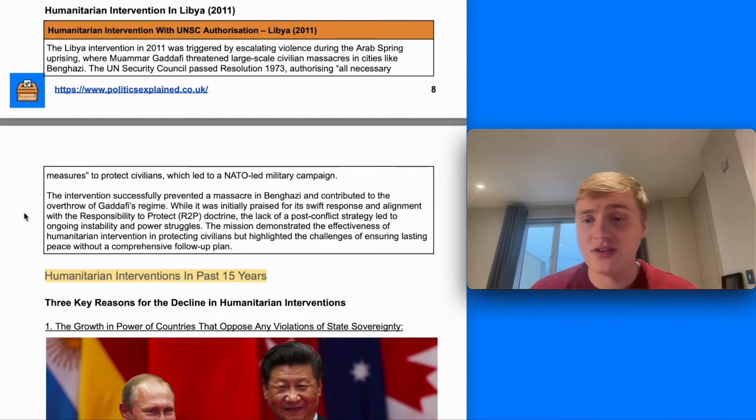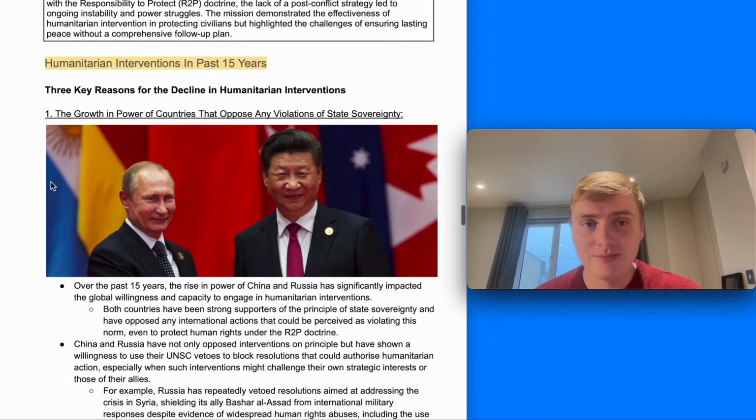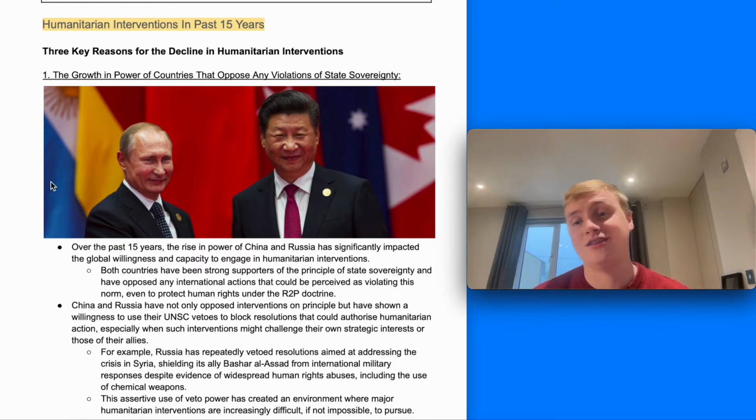In particular, what you see is the war on terror having a big impact on the lack of humanitarian interventions afterwards. What we're going to look at now is humanitarian intervention in the past 15 years, so particularly since 2011, and look at three key reasons for the decline in humanitarian interventions.